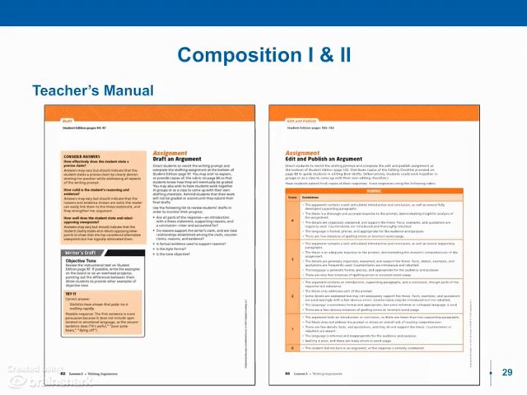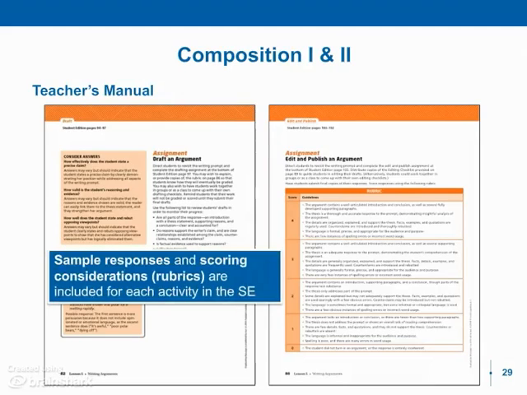Sample responses and scoring considerations or rubrics are included for each activity in the student edition. This provides students with the knowledge ahead of time on the important pieces they need to make sure to include in their writing.